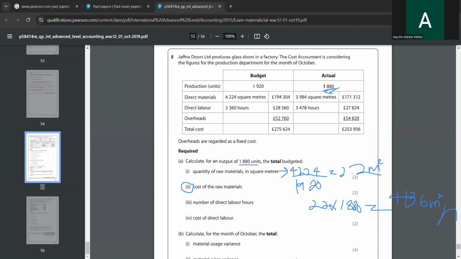I can't hear you. What did you say? Yeah, so per meter square, the value is going to be 46, and then we need to multiply it into 1,880. No, it's wrong. Okay, I'll explain to you.